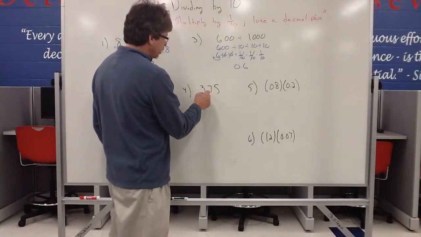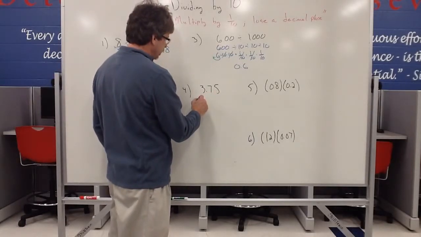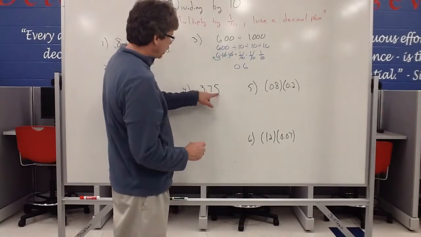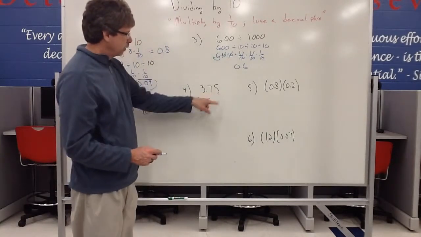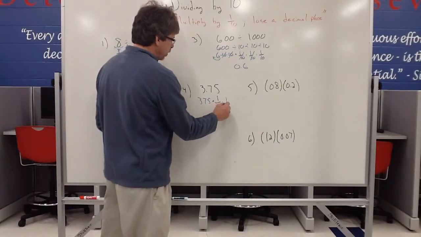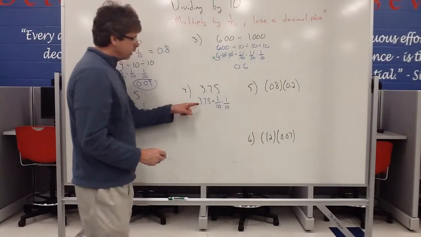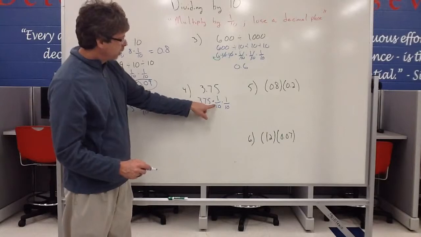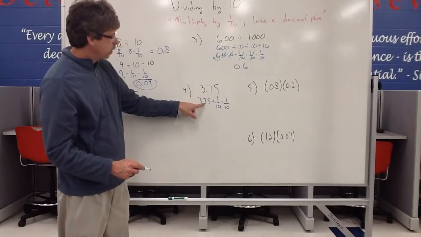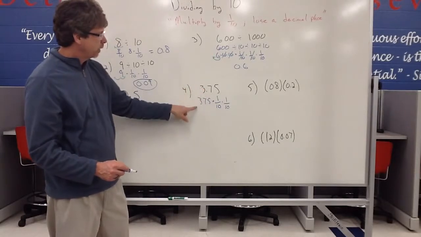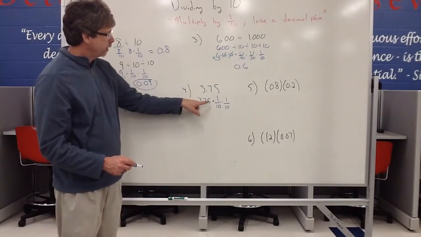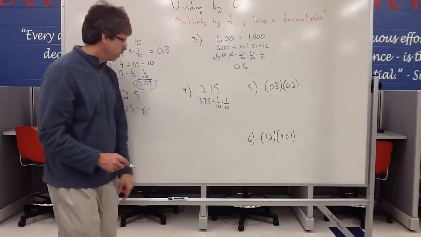So 3.75 is the same thing as 375. But notice how I'm sliding the decimal over here. To offset that, if you multiply by 1/10 and multiply by 1/10, these would be equivalent because multiplying by 1/10 would mean to slide over 1. Multiplying by 1/10 again would put it right back where it was. So these two represent the same thing. So I can change 3.75 to 375 times 1/10 times 1/10.